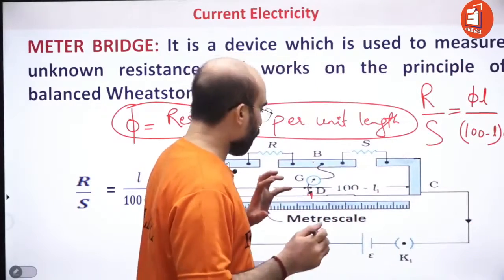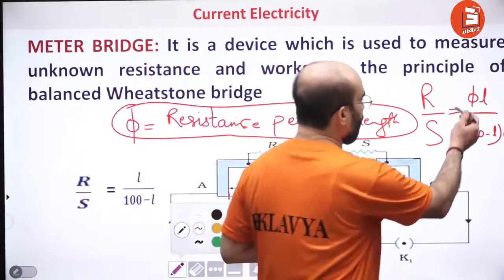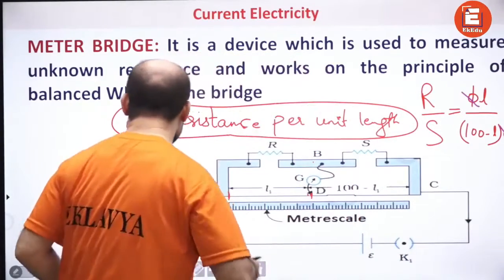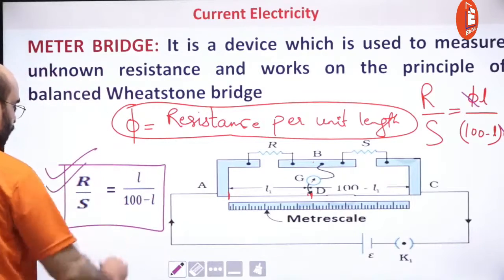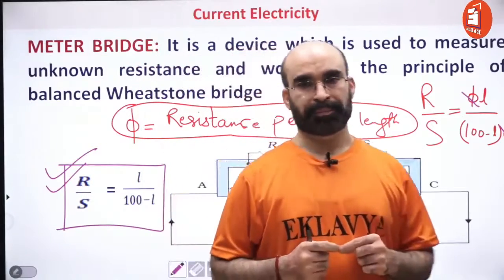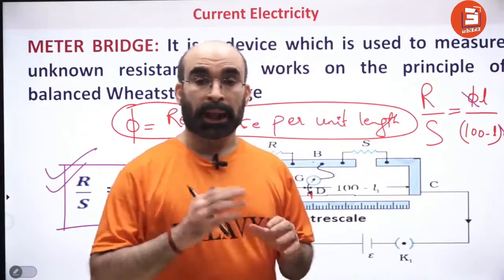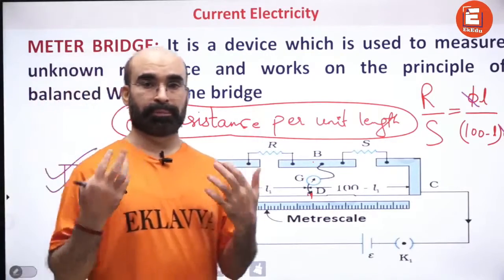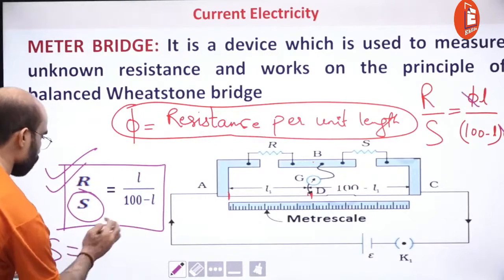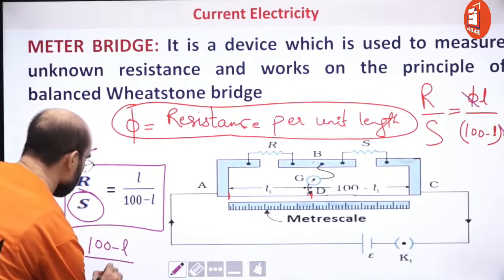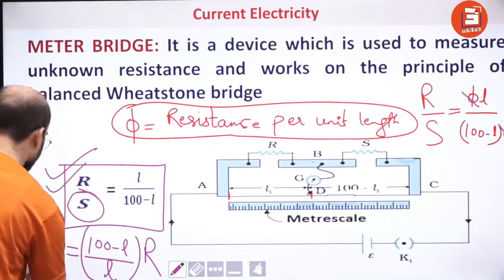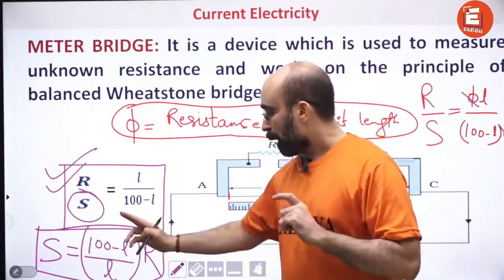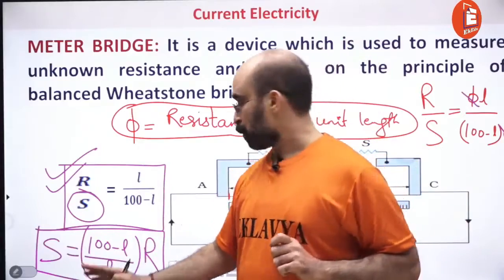So we got this, and what is going to happen now? The phi values being the same, this will be cancelled. So finally, we are going to have R by S equals L by 100 minus L. So this is the basic concept. Now we have the unknown resistance value S that we can determine like this: S equals 100 minus L divided by L into R. R has a known value, so the unknown value of resistance S can be found using this expression.